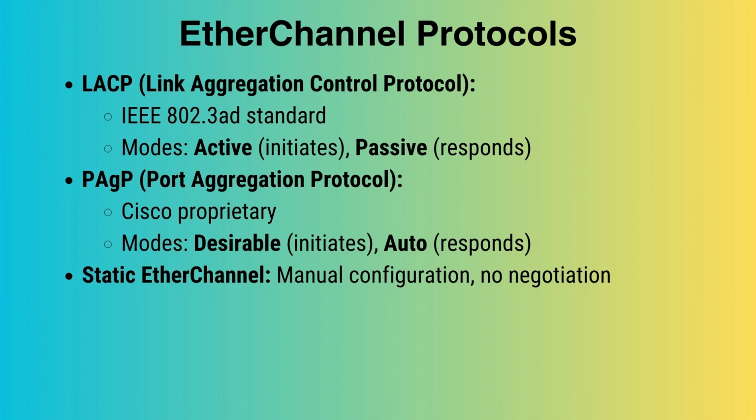PAgP operates in desirable mode, where the switch actively tries to form an EtherChannel, and auto mode, where the switch waits for a PAgP packet from the other end to form the EtherChannel. While PAgP offers similar functionalities to LACP, it is limited to Cisco devices. Understanding and choosing the right protocol for your network is crucial for ensuring seamless integration and optimal performance.